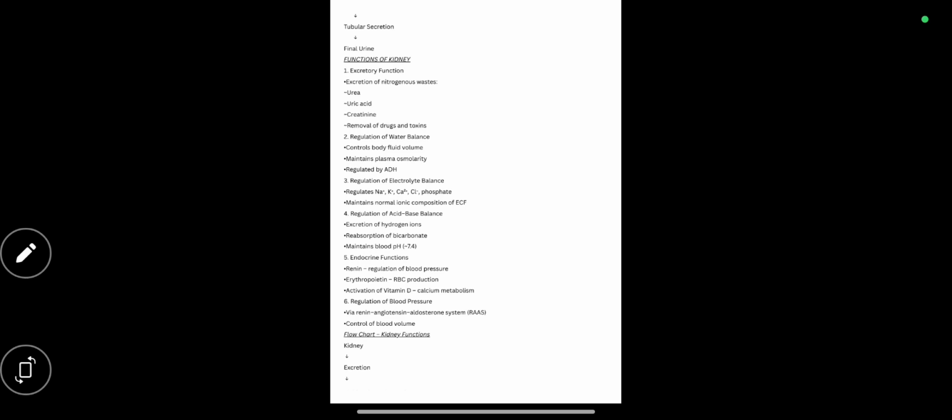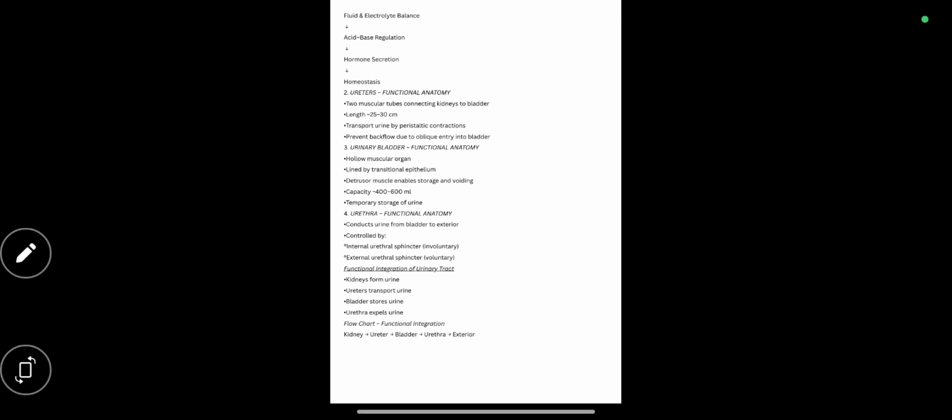Regulation of blood pressure is by the renin, angiotensin, aldosterone system, called the RAAS system, which is a very important topic again. I'll try to put a separate video for that. Control of blood volume. These are the functions. This may be asked separately for 5 marks. Anatomy and functions of the kidney, you can write that too in a combined way. Last year this question had come. Ureter's functional anatomy and urethra's functional anatomy, like that they may ask in a separate way, but most commonly they may ask about the kidney.